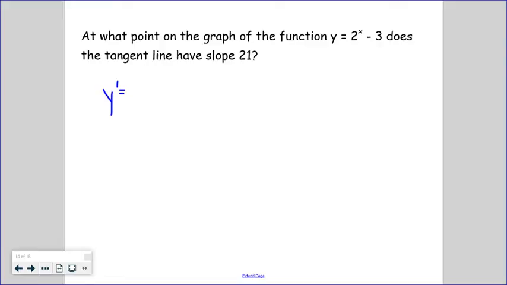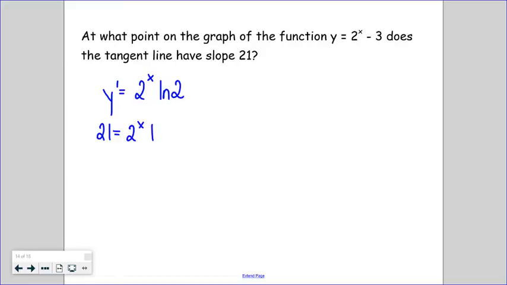Okay, our function is an exponential. So our rule for exponential says we start with the original. That's not going to change. We get 2 to the x, and if our base is something other than e, we also take it times the natural log of the base. So the derivative of 2 to the x is 2 to the x natural log of 2. The derivative of minus 3 is 0, so that's no longer there. And I want to know when this is 21, so I would set it equal to 21 and solve for x.